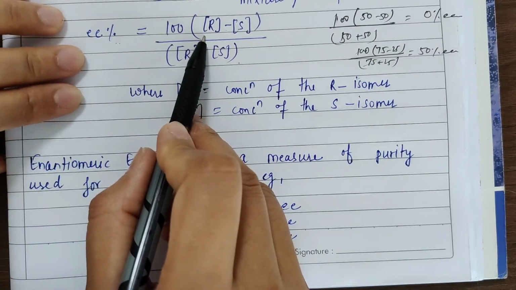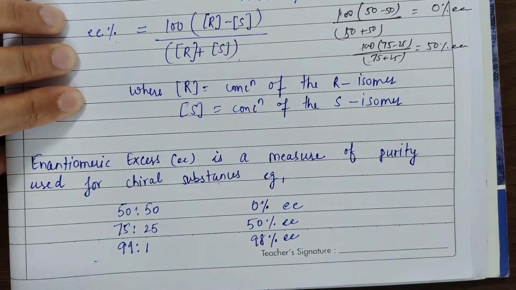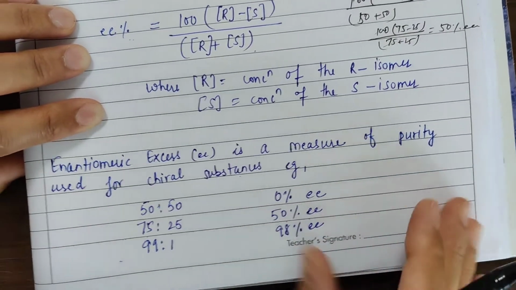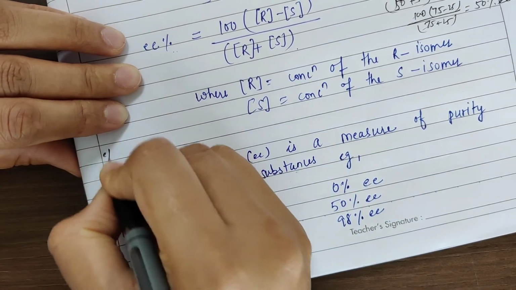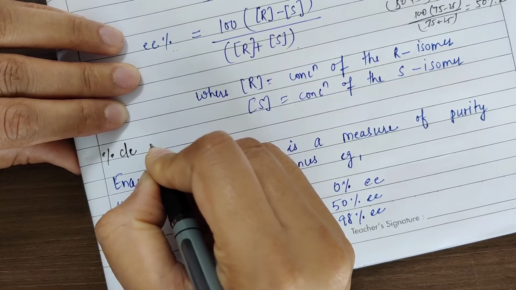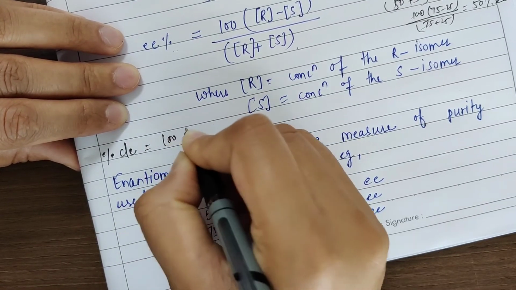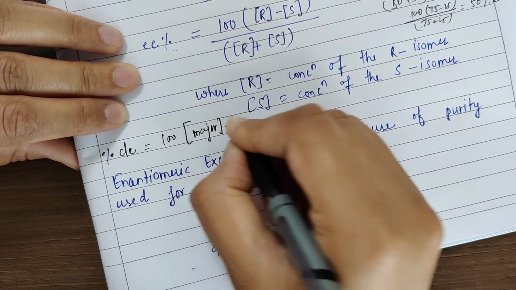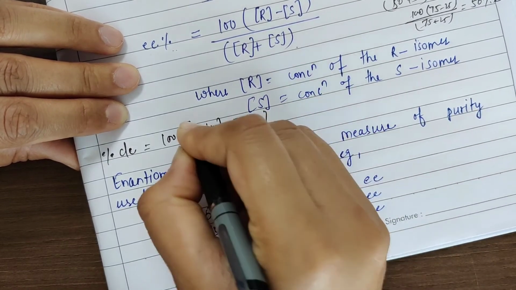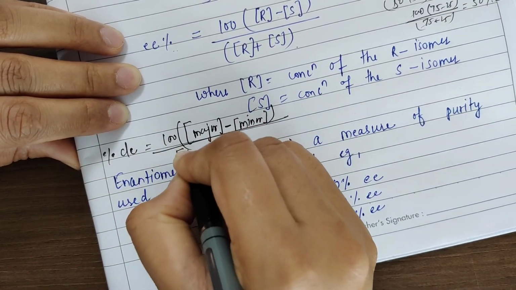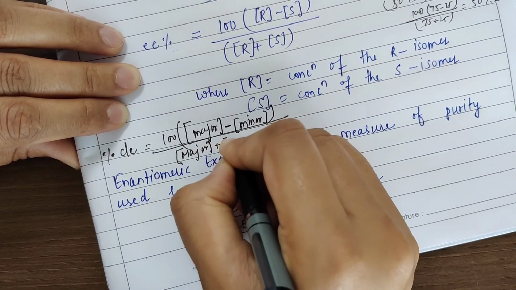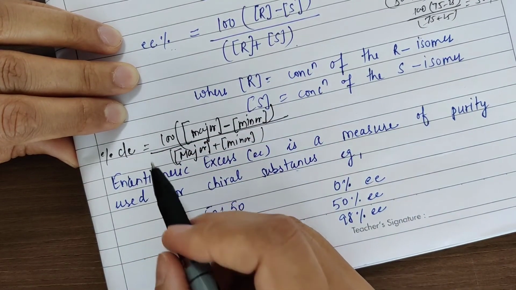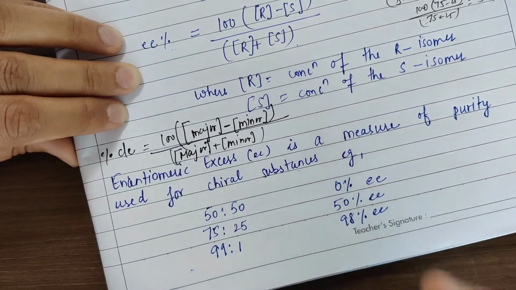This is for enantiomers. Similarly, you can find out the optical purity of diastereomers also. Okay, the formula will be similar. It will be something like percentage diastereomeric excess is equal to 100 times the concentration of the major diastereomer minus the minor diastereomer, divided by the sum of both major plus minor. Okay, so this will give you the percentage diastereomeric excess.